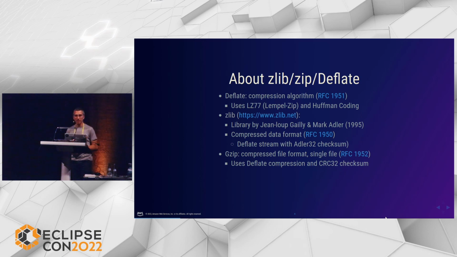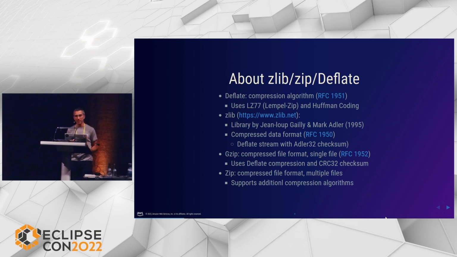Then gzip. Everybody who uses Unix probably knows the famous gzip tool, which can be used to compress files. gzip only compresses single files. It's usually used together with tar. Tar collects files in several directories, and then in the end, you use gzip to compress it. And again, that's defined in RFC 1952. And it adds a CRC32 checksum, in contrast to the zlib format, which uses an Adler-32 checksum.